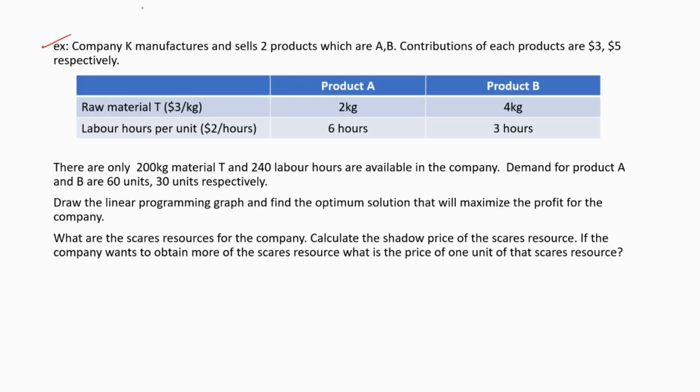Now let's do this example. This is the same example we discussed earlier. In this example, what we have to do is: what are the scarce resources for the company? Calculate the shadow price of the scarce resource. If the company wants to obtain more of the scarce resource, what is the price of one unit of that scarce resource? So first of all, let's identify the scarce resources for the company.